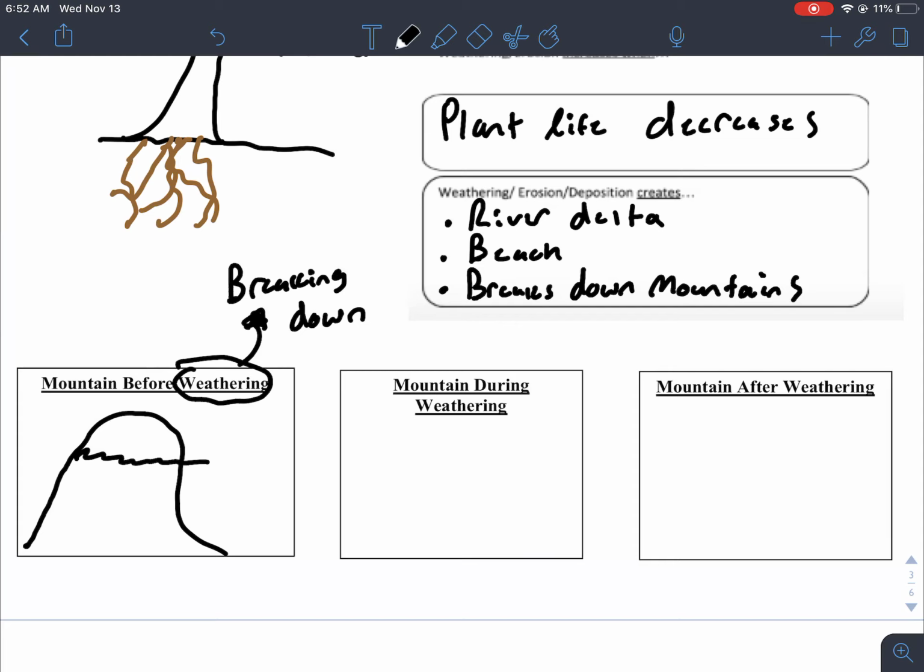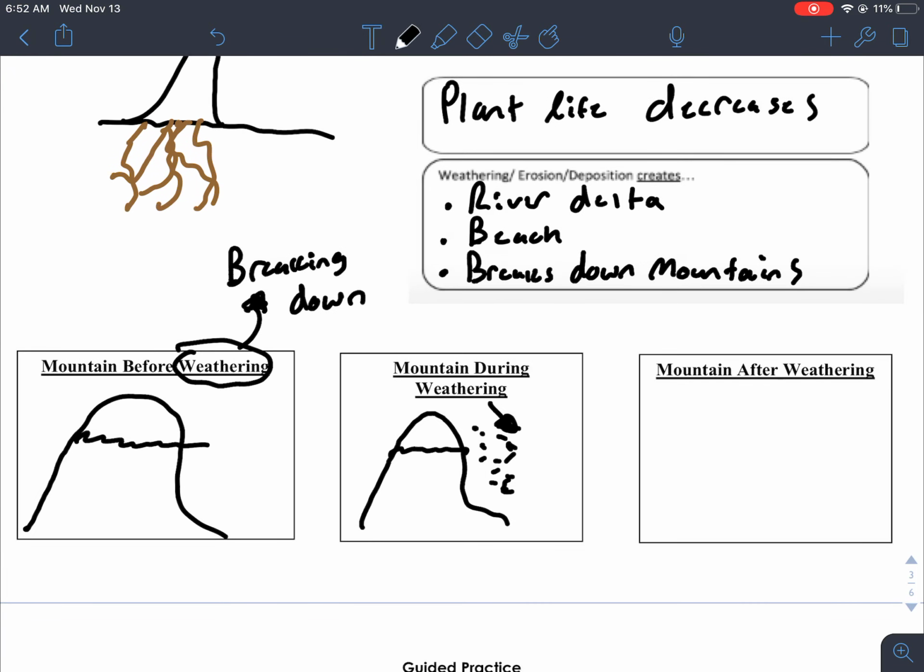And now let's draw the mountain during weathering. So come over to the next space, draw another mountain. Keep it the same size. We're going to change size in a second. But now what I want you doing is I want you drawing stuff falling off the mountain. And draw an arrow. Okay? Because remember, weathering means breaking down. So like wind or rain is breaking down this mountain. And now we have sediment.